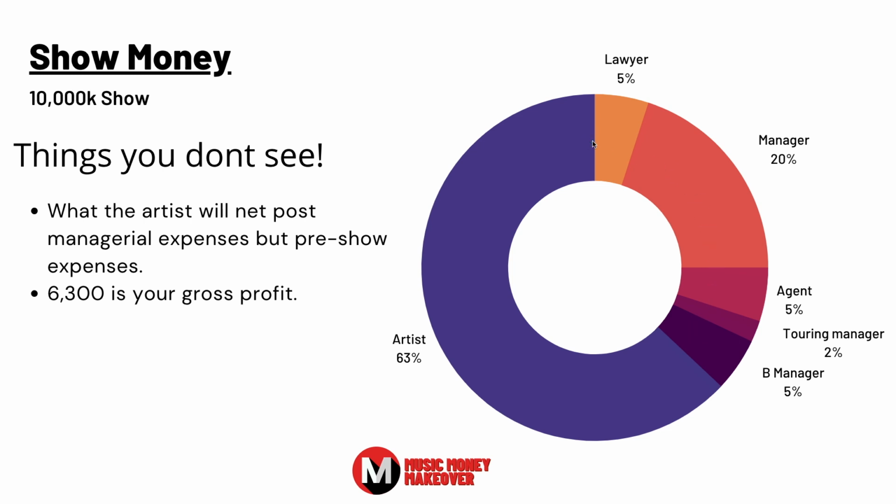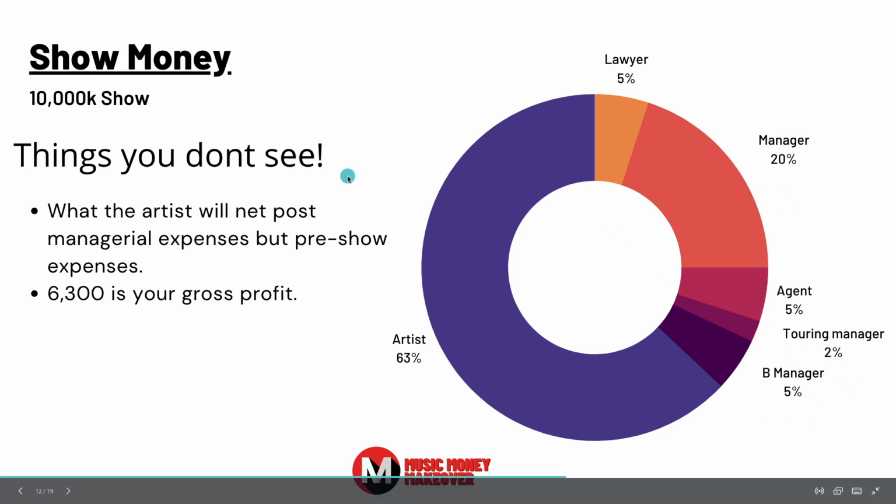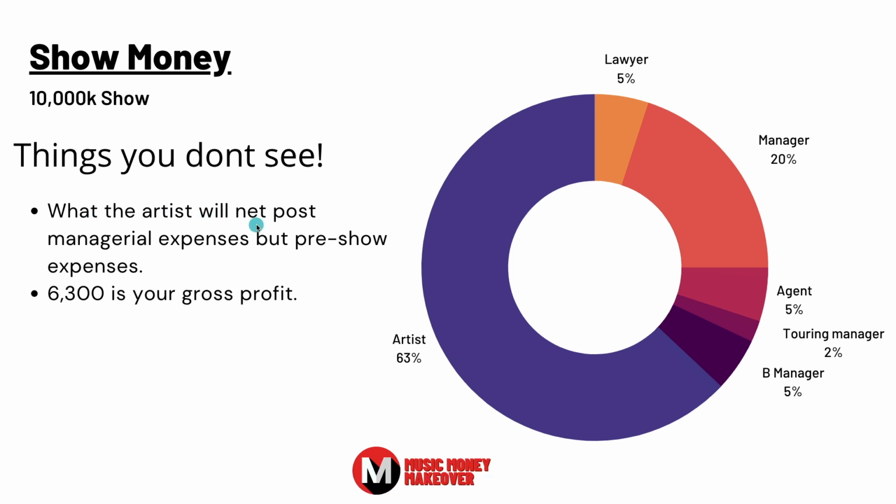Now, when I said earlier, you have to build your own operation. This is your managerial staff, your attorney, your manager, your agent, your touring manager, your business manager. Remember I said you got to build a business? What the artist will net post managerial expenses, but pre-show expenses.